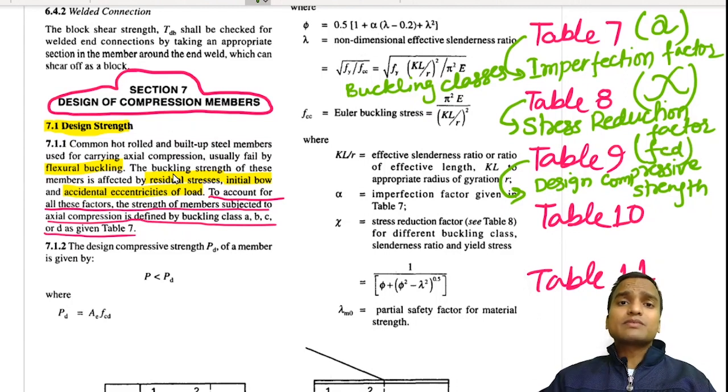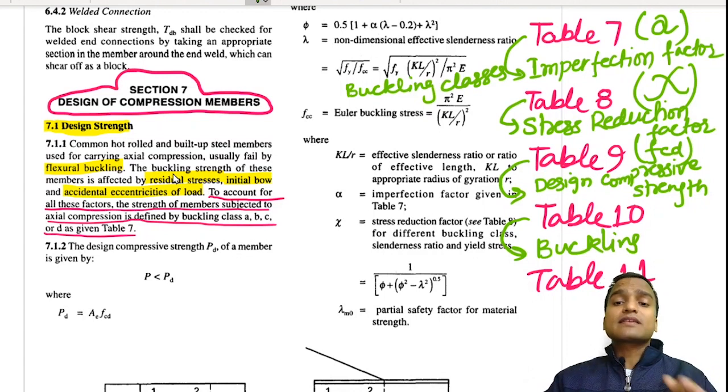And design compressive strength will be given for different values of yield strength of the member and the slenderness ratio of different members, and we have to do interpolation here. Then comes Table 10, which will list all the different sections and the buckling classes of different sections. Here we will know which buckling class a section belongs to, all right.